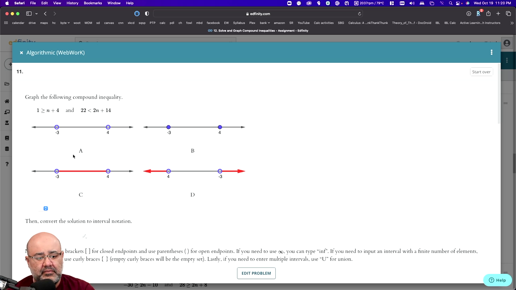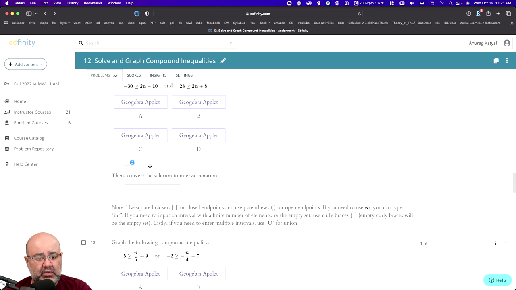But here, nothing is shaded in part A. In part B, they're saying negative 3 is a part of the solution and 4 is a part of the solution. So B cannot be the answer because there are no solutions. Hopefully that makes sense. Let's move on to 12.